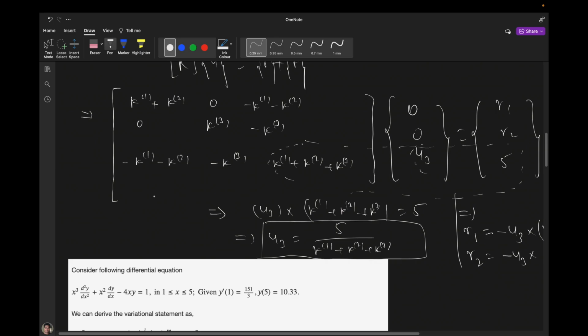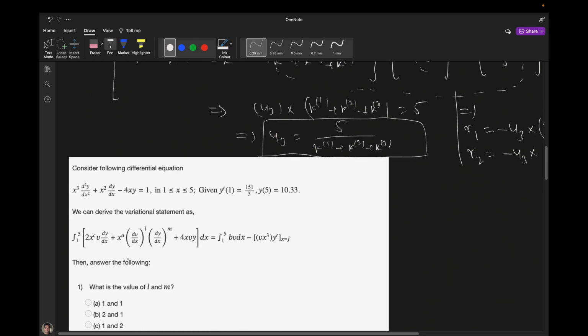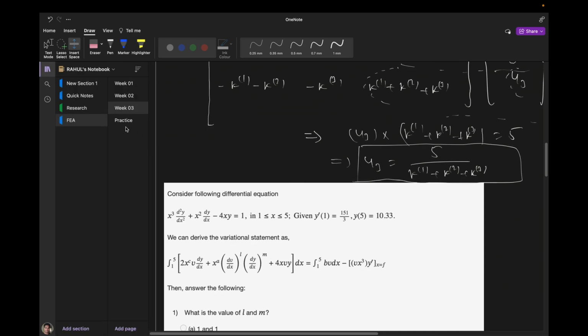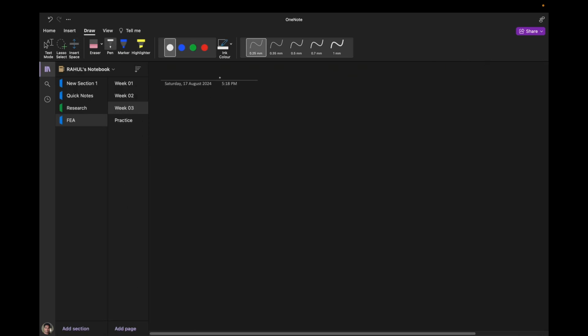Whatever sir taught in the third week first lecture, he has implemented in MATLAB programming. So we will try to explain everything in MATLAB, and then we will try to solve this problem using the MATLAB programming. Okay, I will try to make another tab.